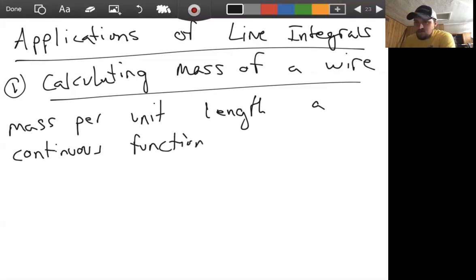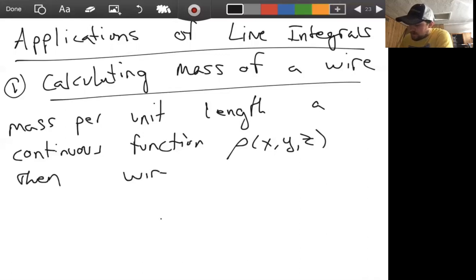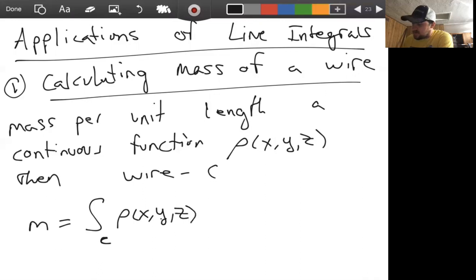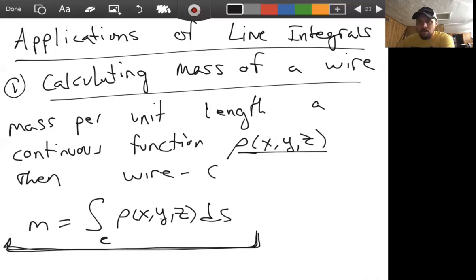Mass per unit length is what we think of as density, right? And so we write this like rho of x, y, z, and this is a continuous function. Well, then the mass of a wire, so if you have some wire C, is simply the scalar line integral over the wire of the density function, ds. And so you can calculate the mass of a wire if you know its density. And you'll have to parameterize the curve, of course, right?